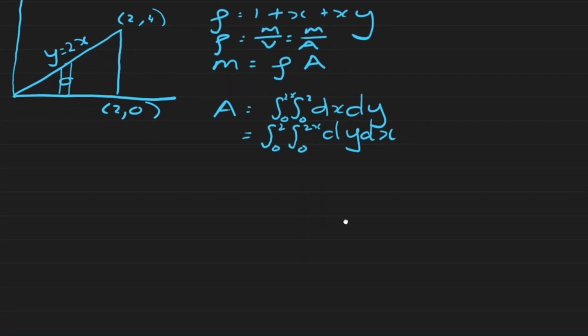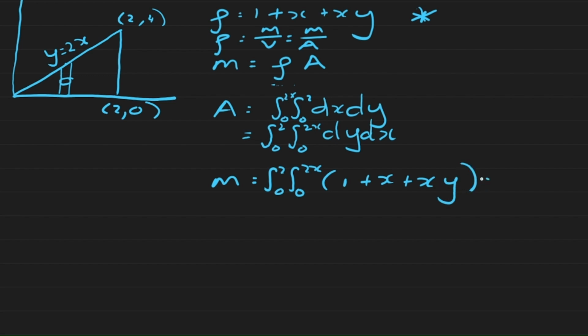However, remember what we're actually trying to do is determine the total mass, and the total mass is actually the density multiplied by the area. So we now write this area integral, but we have to multiply by the density as well. So we're going to substitute this rho for 1 plus x plus xy. So that's 1 plus x plus xy, dy dx. And all we need to do is now simply just integrate this.